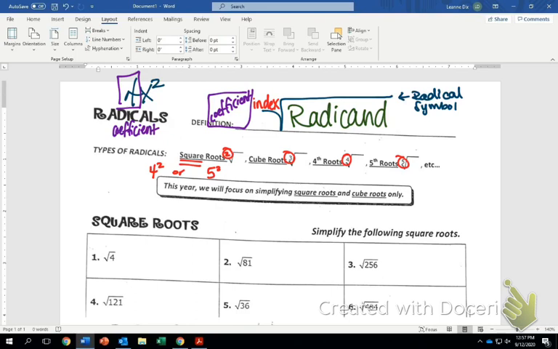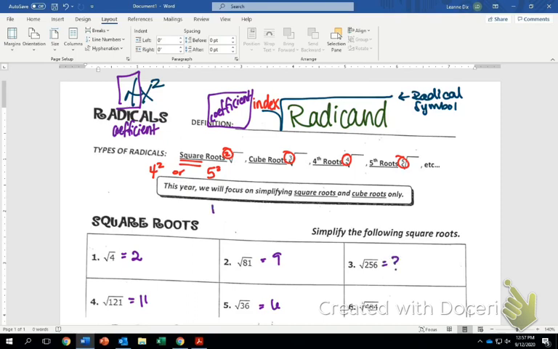Okay, so let's do some examples. When we're doing the smaller numbers, it's pretty easy. Number 1, the square root of 4 is 2, the square root of 121 is 11, the square root of 81 is 9, and the square root of 36 is 6. So those are not difficult. We know those. The question comes to, well, what if we have a bigger number like 256?